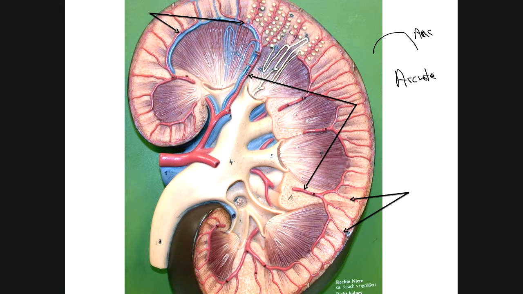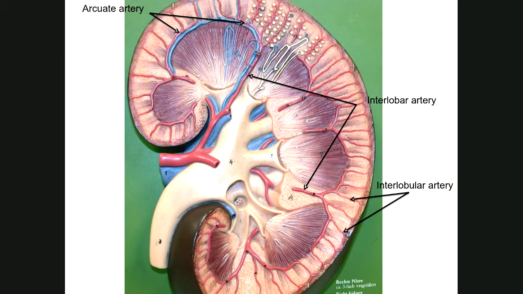And then if we follow them, that's these, we're going to get to these out here. So here's our interlobar, these, and then they're going to make this curve right here, and we're going to get these arcuate. And then if we follow the arcuate, look, they fan out again the next time they divide. And they divide this kidney up into lobules, not lobes, but lobules. And so these are called interlobular arteries. Make sense?